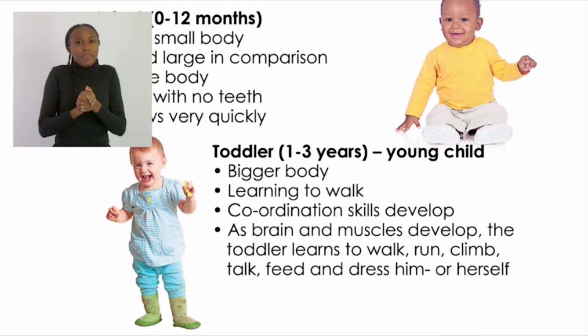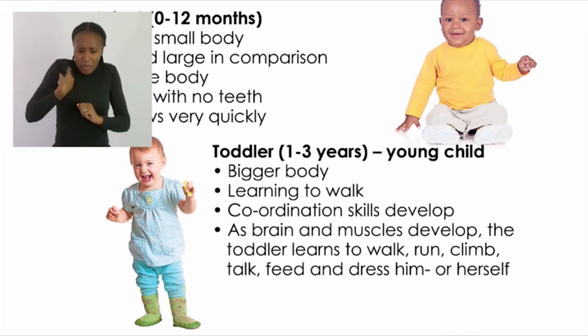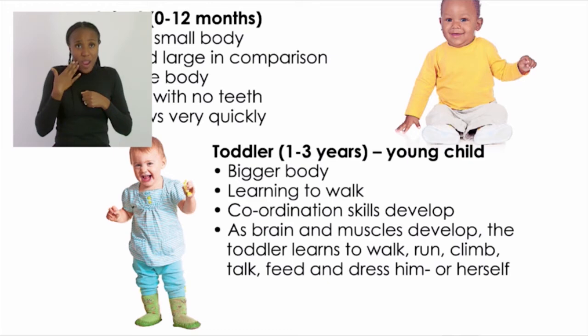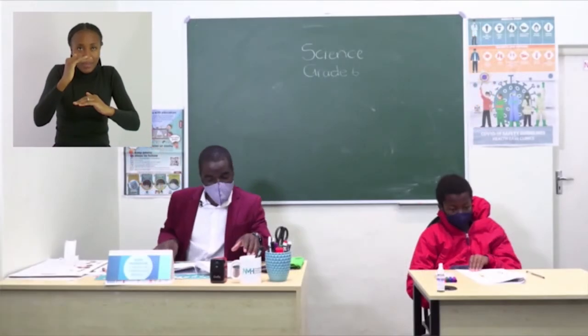As brain and muscle develop, the toddler learns to walk, run, climb, talk, feed, and dress by themselves. This is the stage where all of us learned how to put on our own clothes. That's the second stage of life. We are moving on to page 18.